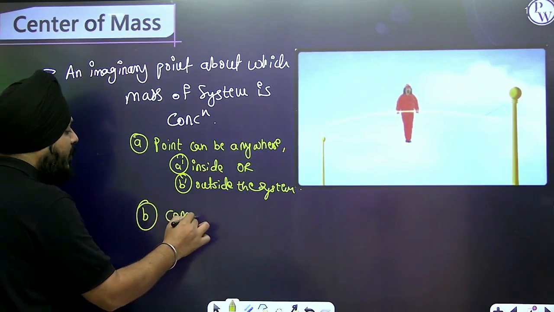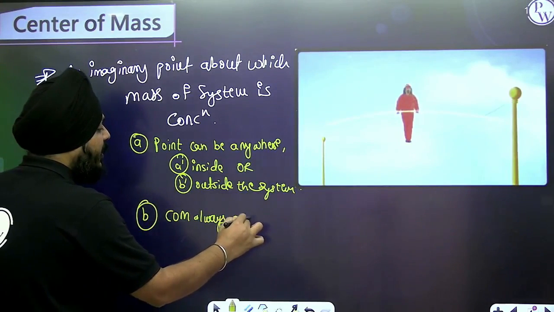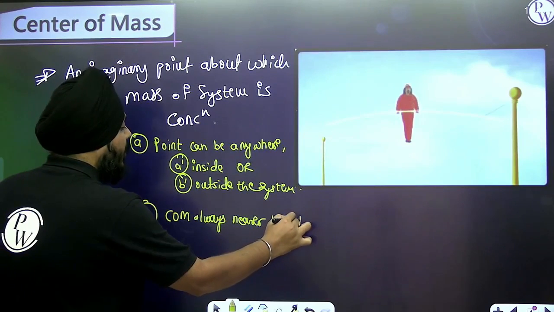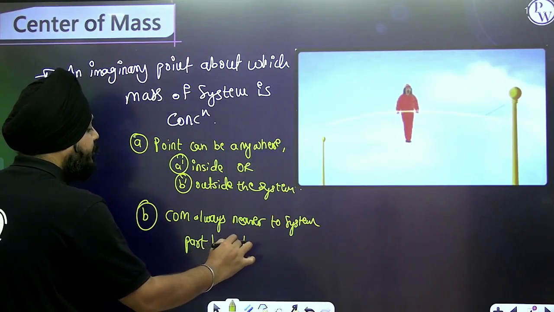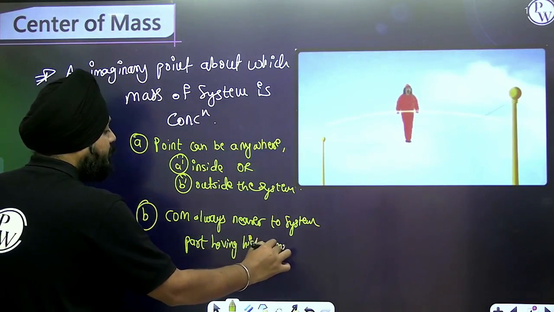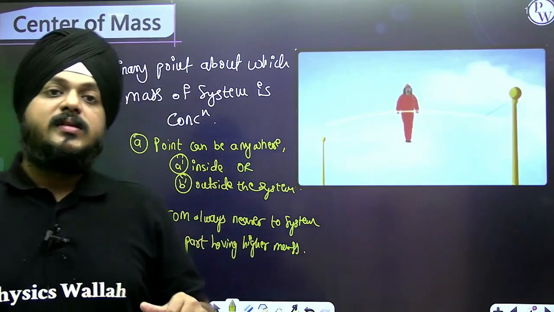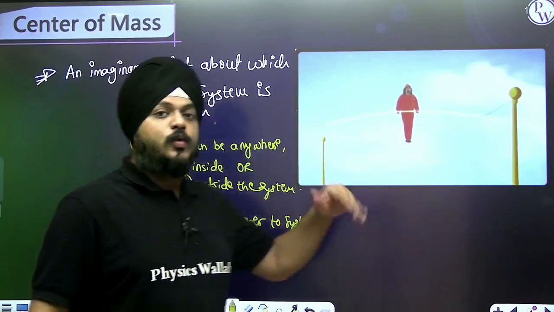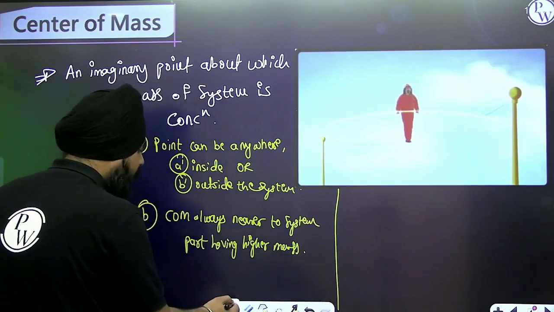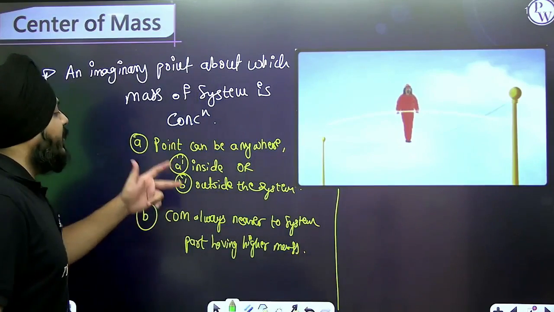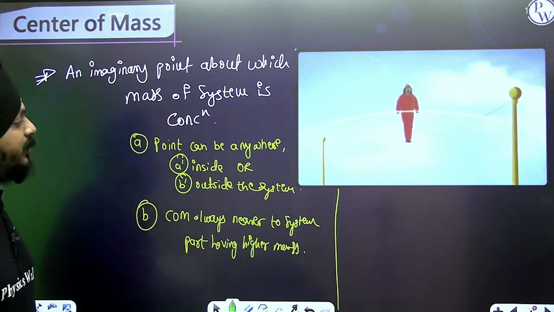The center of mass is always nearer to the part of the system having higher mass. For this second point, I'm going to give you an example. The center of mass point always shifts to the higher mass side. How? Let us take an example to understand this second point, and it is important also. These 2 points are important from the theoretical MCQ point of view. Many times MCQs based on this are asked in examinations.